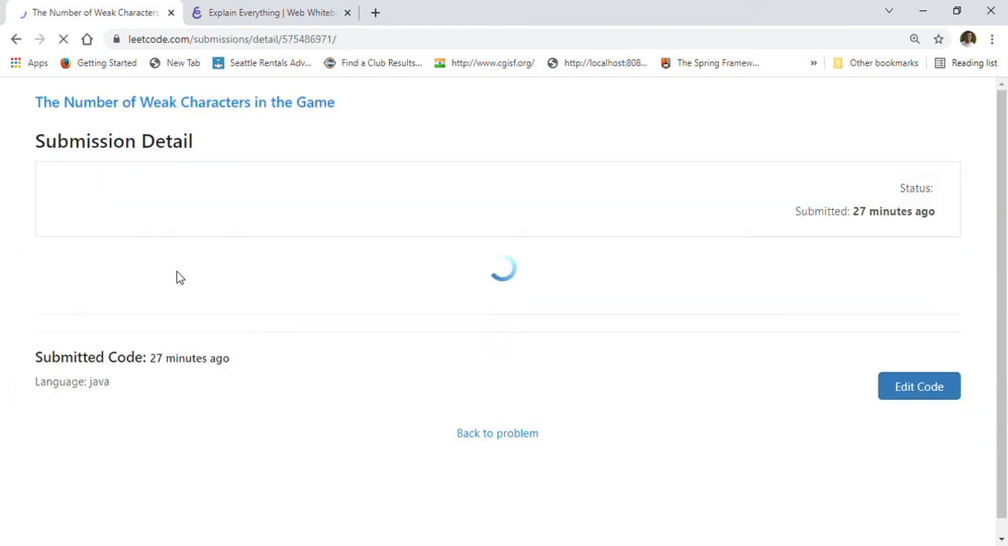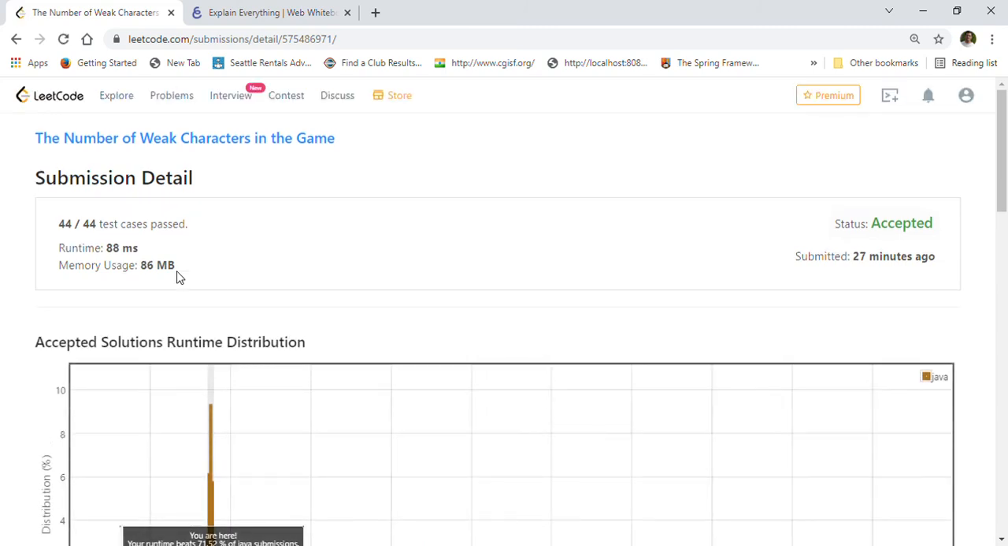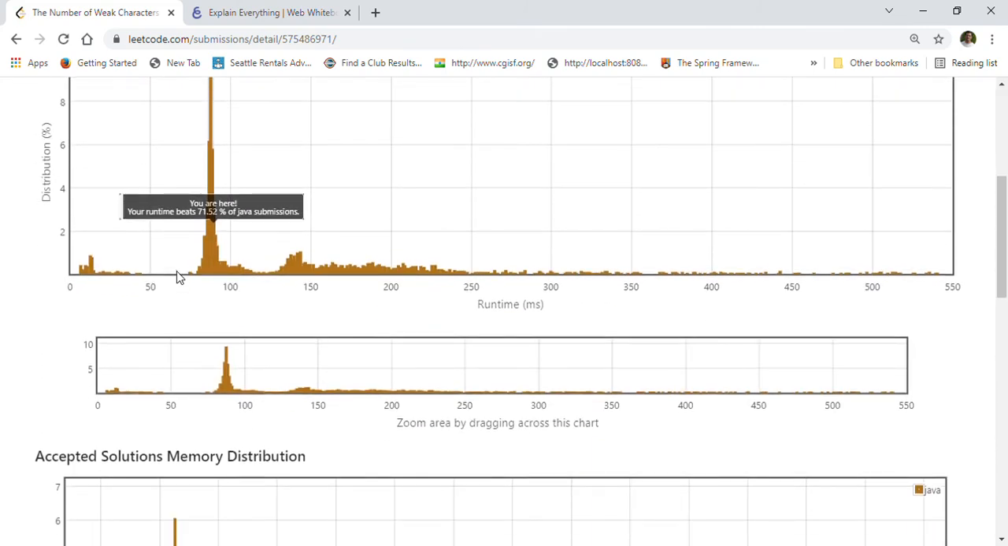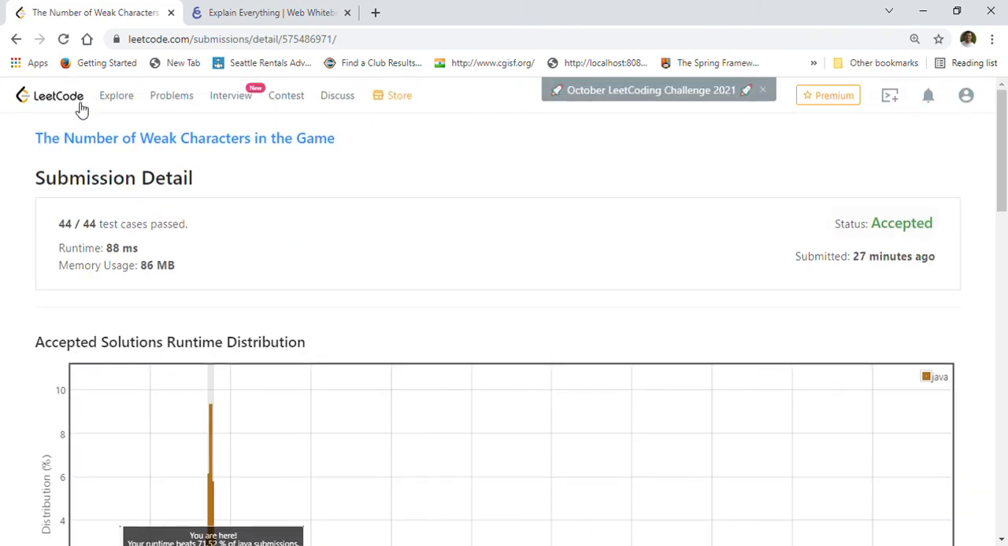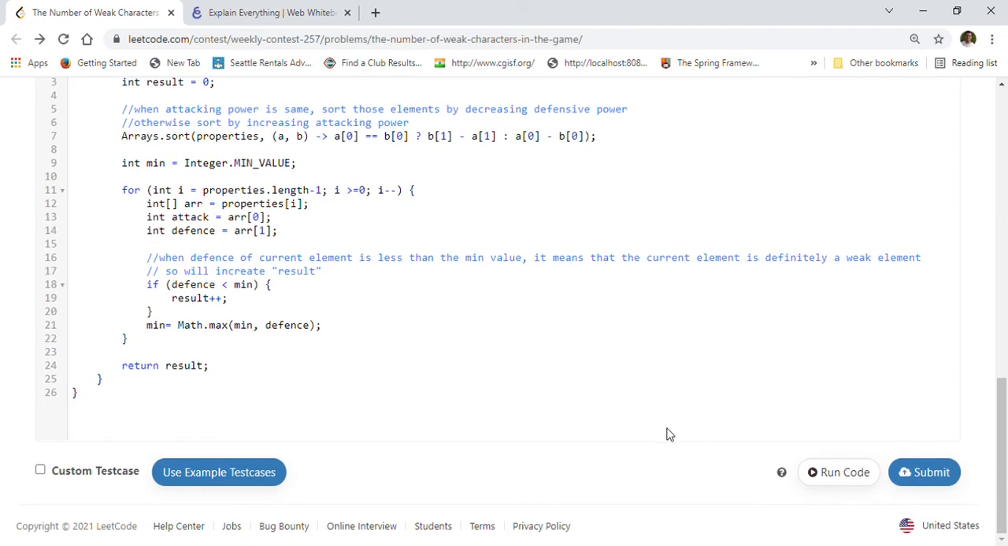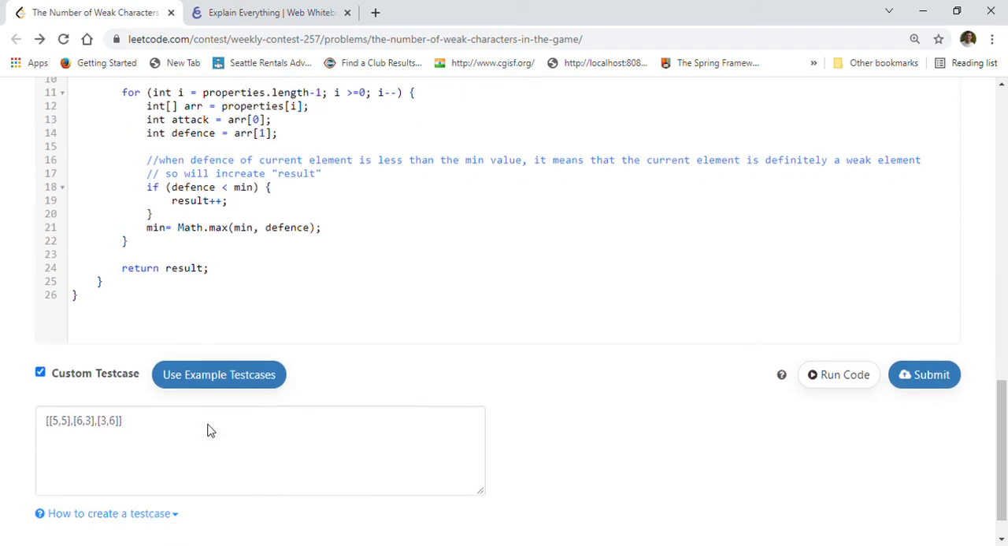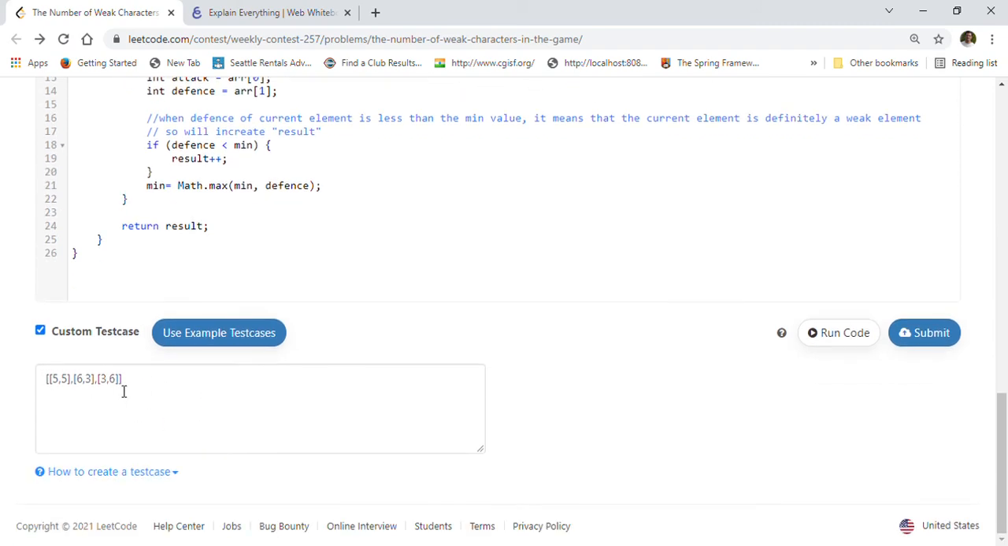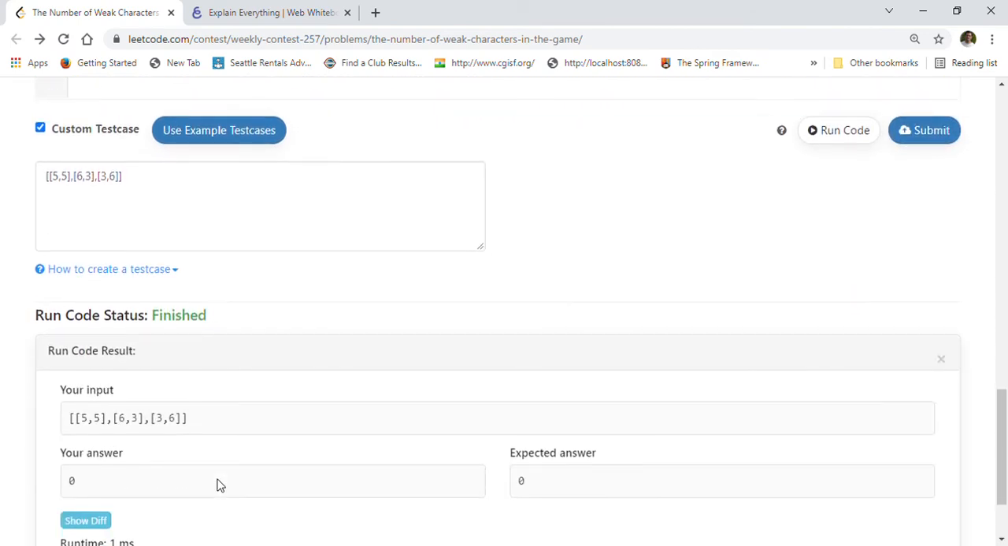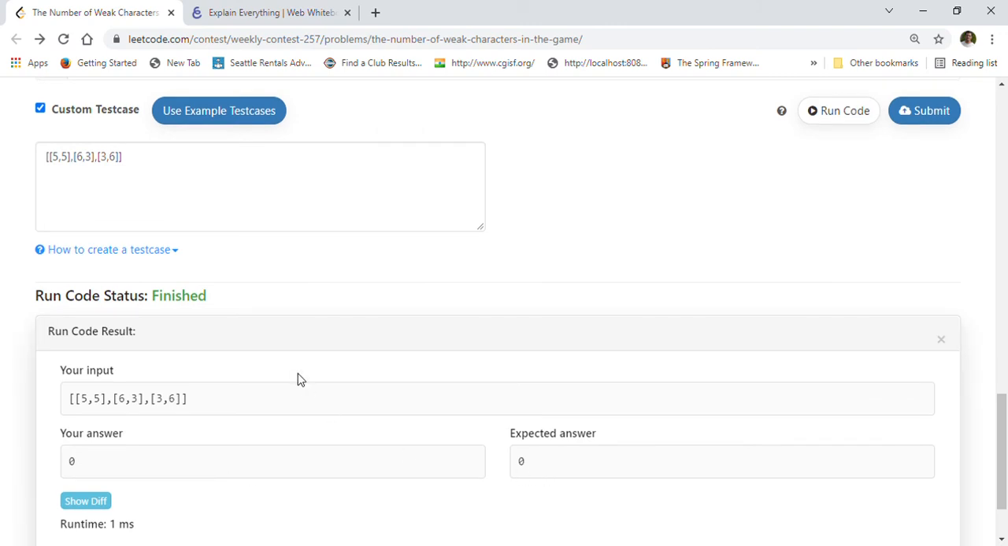Also, if I submit it, my solution got accepted. Let me resubmit it for you. We will try one more example before that. This one is the given one, I think, right? This one is the first one, so it should have 0 as the answer. So we are getting 0 as the answer, which is correct.